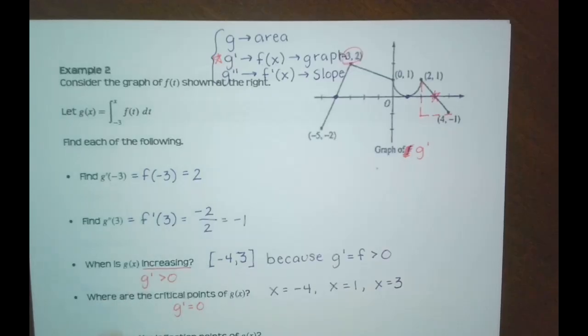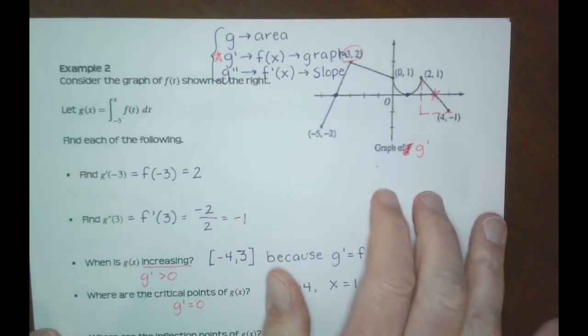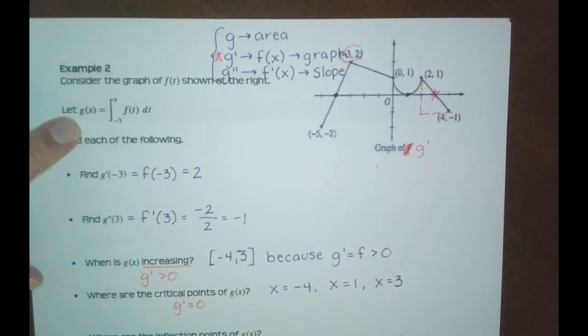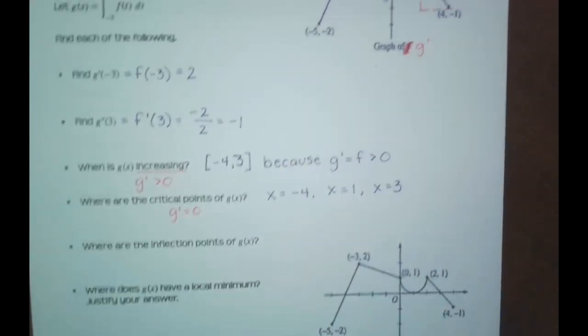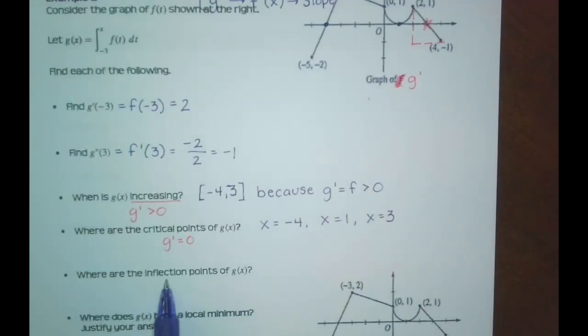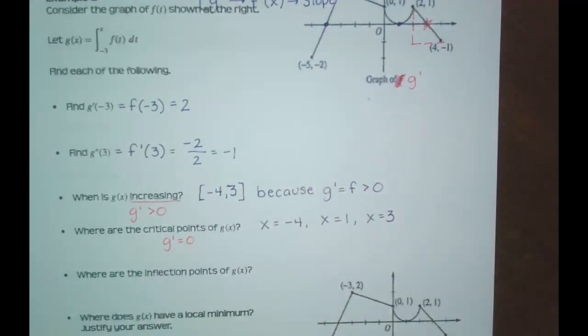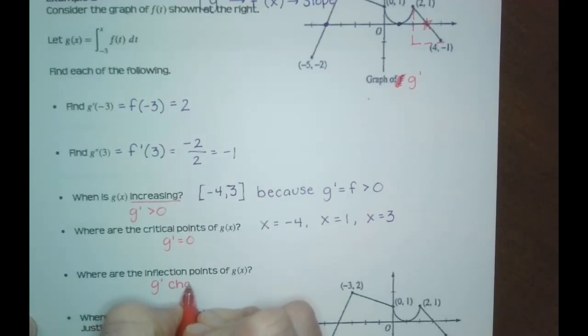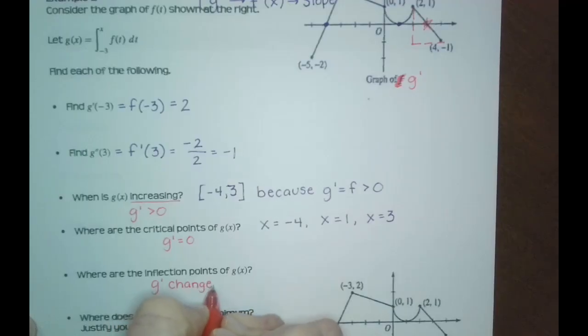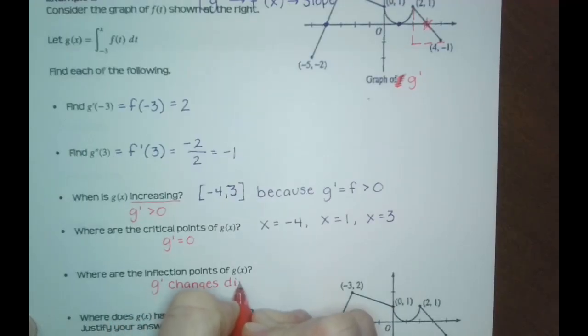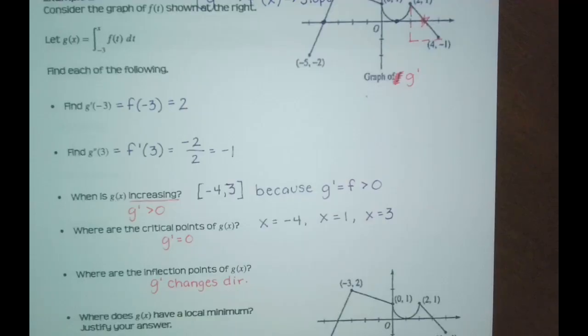Because back in that chapter when we were first doing all these questions like this, that's what I was giving you, was a derivative of a function and asking you all of these things. Now I'm just defining the function as an integral of another function, okay? But it's the same thing. So tell me, where do inflection points come from when you're looking at the graph of a derivative? Because that's essentially what you're looking at here, okay? This would be when G prime changes direction, right? Because that indicates a change in concavity.